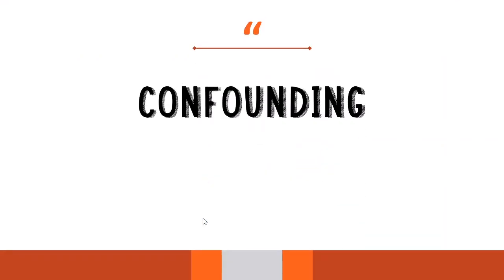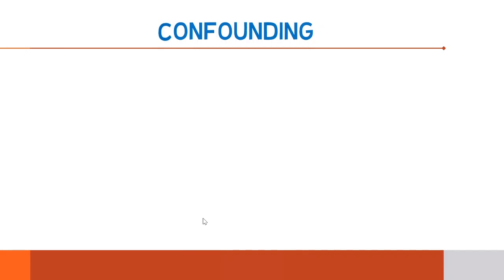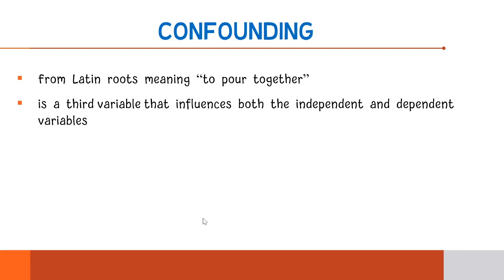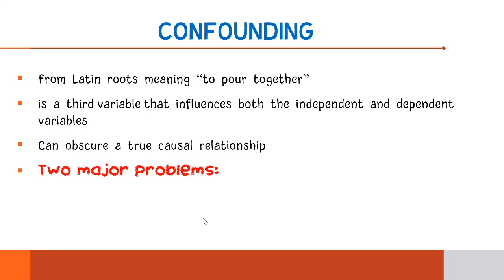Next is confounding. Now, confounding comes from the Latin roots meaning to pour together, and this is a third variable that influences both the independent and dependent variables. The problem with confounding is that it can actually obscure a true causal relationship. Failing to account for confounding variables can cause us to wrongly estimate the relationship between our independent and dependent variables.